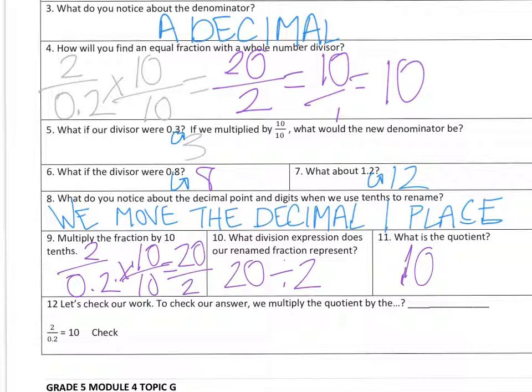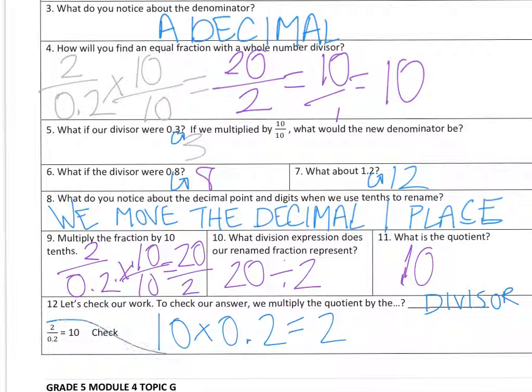So let's go ahead and check our work. To check our answer, we multiply the quotient by the divisor to see if we can get back to the original dividend. So if we have 10 times 2/10, we get 2. Oh, look, there's our 2, there's our 2/10, and there's our 10. Everything matches up. Awesome.